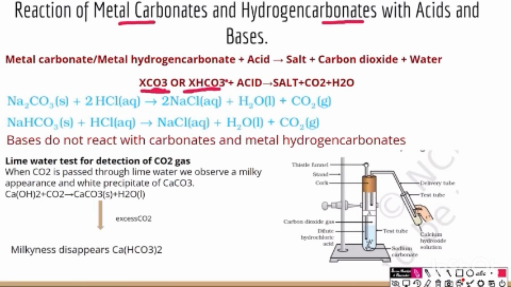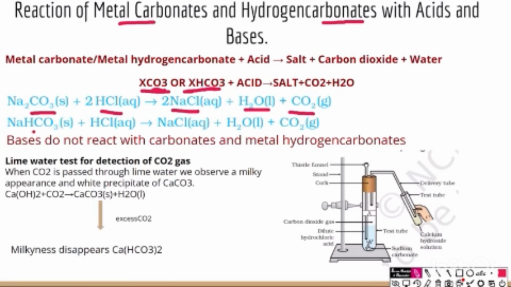So carbon dioxide is liberated and water is also formed. Okay, so we have some examples here. We have sodium carbonate and we have HCl. The acid used here is HCl, and we have carbonate. So it is giving us sodium chloride, which is a salt. We have water produced and we have carbon dioxide.